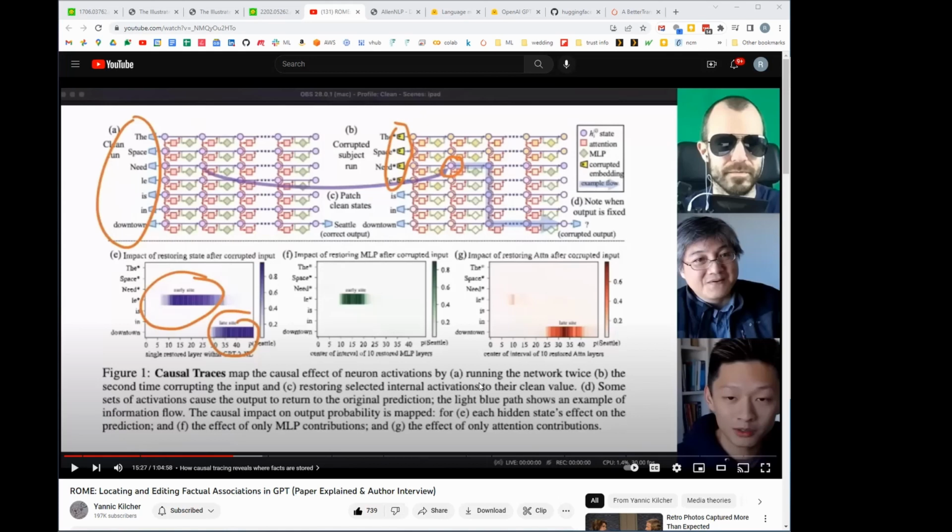The other question I had here, and I don't know if there's some statistical or probability or graph theory answer to it, is why would you start by corrupting it and getting a false output, and then one at a time fixing each hidden layer to see what causes it to recover the output? Why is that better than just corrupting one node at a time?